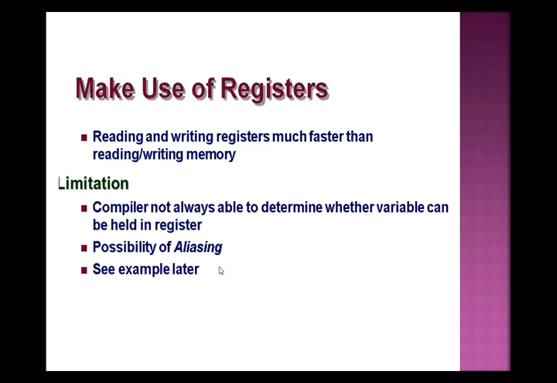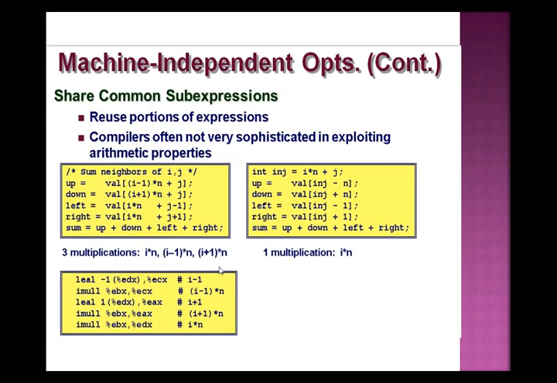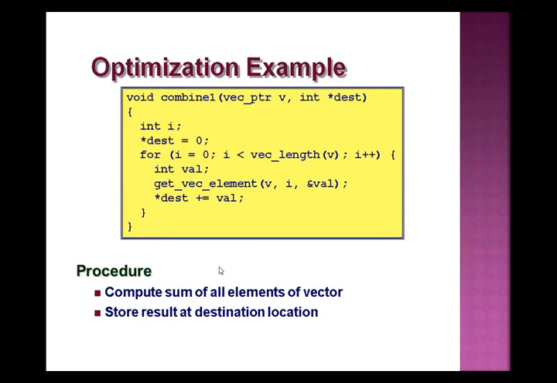Then limitations, what are the limitations? Why don't programmers use registers? The main reason is the possibility of aliasing. Means if I am giving the registers different names, there is a possibility of aliasing. Compilers are not always able to determine whether a variable can be held in the register or not. So it is difficult for the compiler to understand what variable is stored in the register, what the syntax is, what the data types are. This is the example we have covered. Then this is the optimization example.